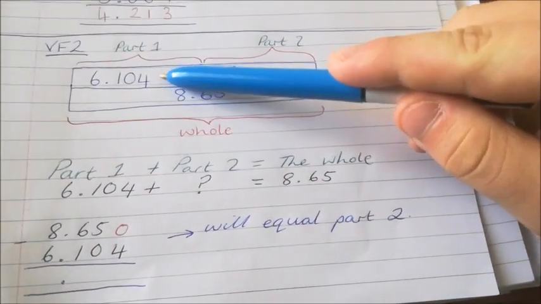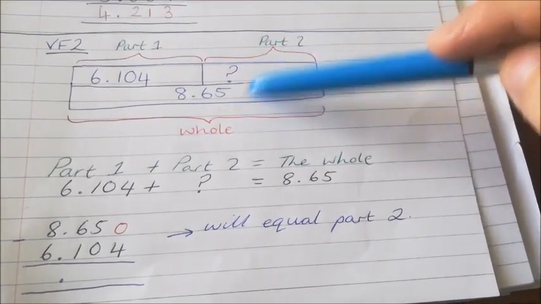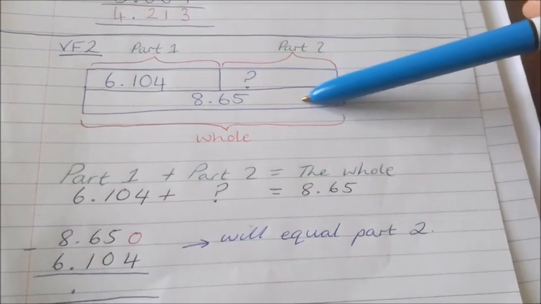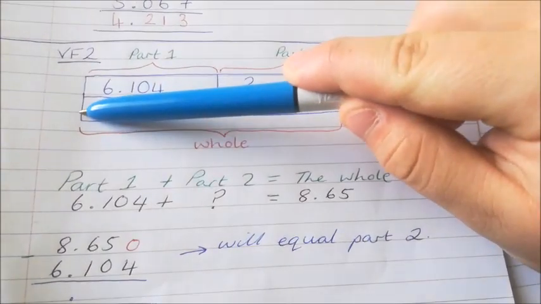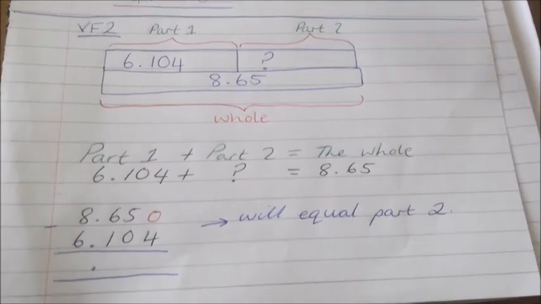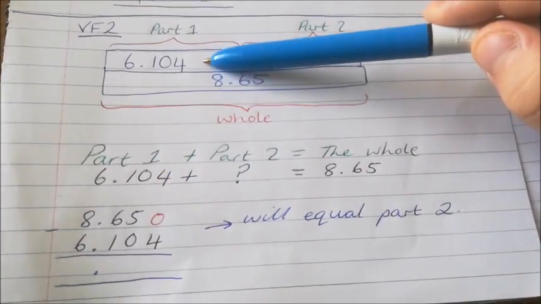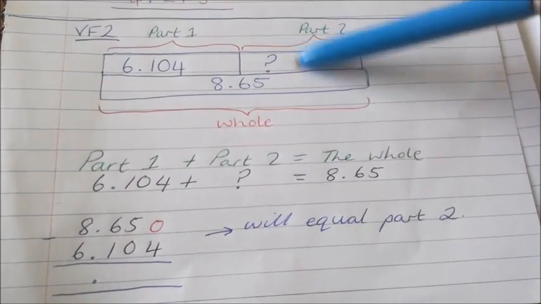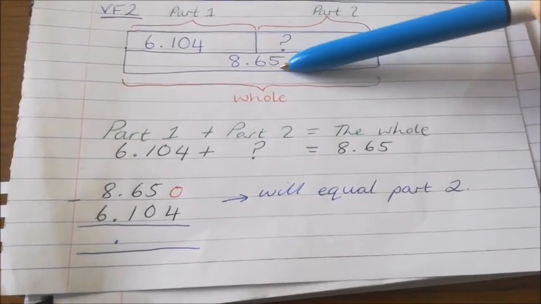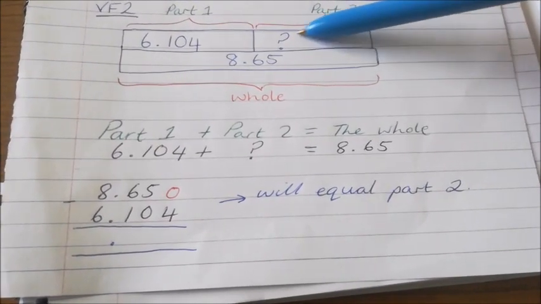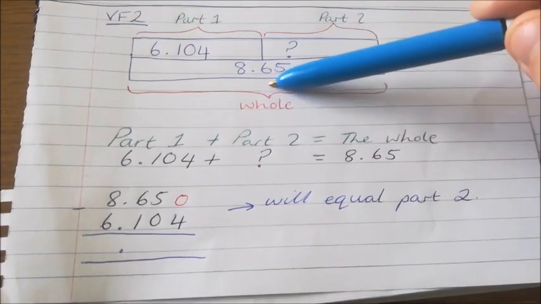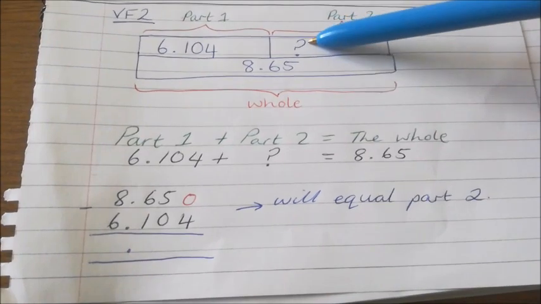So we've got part 1, which is this here, add part 2 would equal the whole. Remember, in 5W, we've described it like a cake. This is the cake going all the way across the bottom, and our icing needs to fit perfectly on top. Part 1 is 6.104, add the question mark, equals 8.65. So what we can do is 8.65 take away this number here, and it will give us our part 2. So 8.65 take away 6.104. So that's the whole take away part 1 would equal part 2.